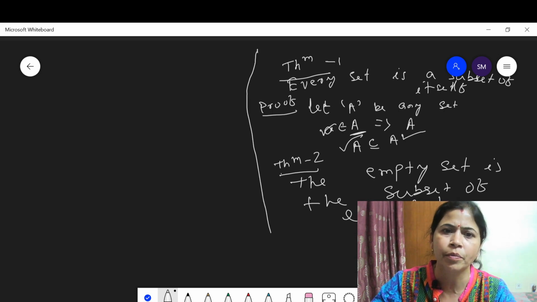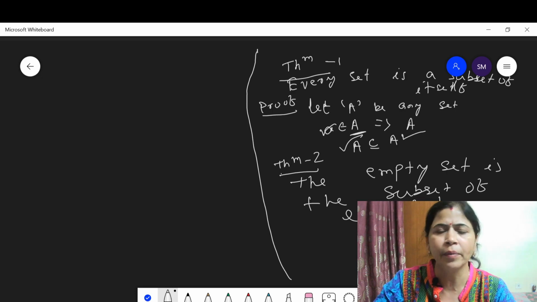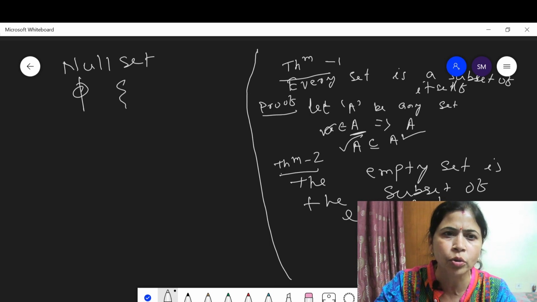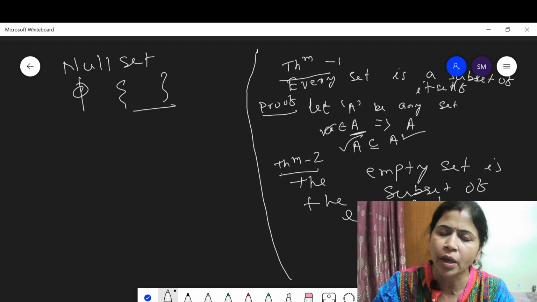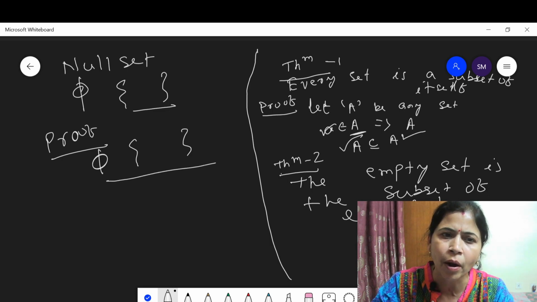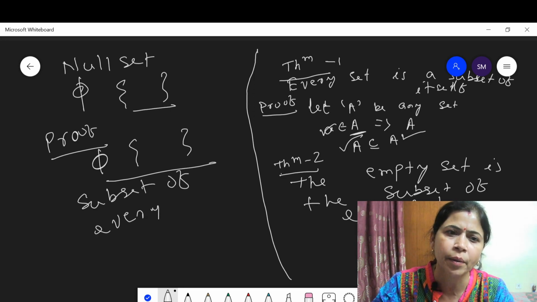Now let us think. The empty set means the null set. In my last sessions, I discussed the null set. The null set, phi, means nothing belongs to it. This means nothing is found in this set. It is always a subset of every set.